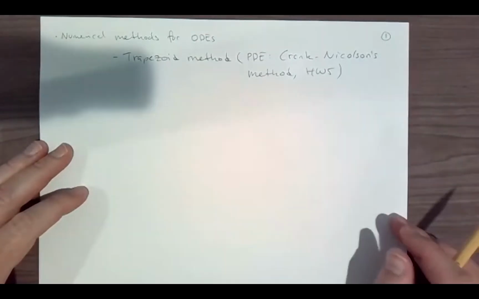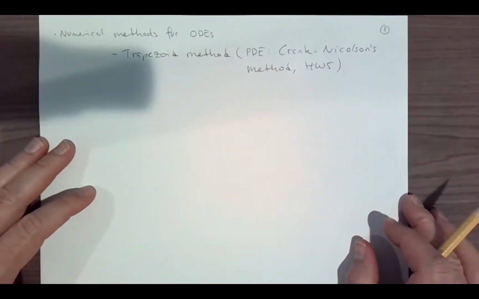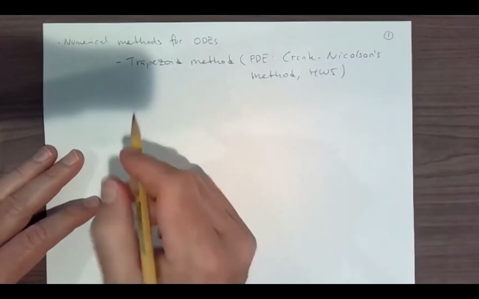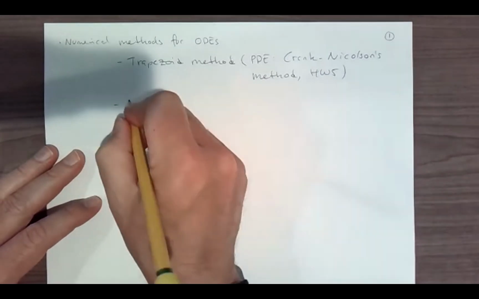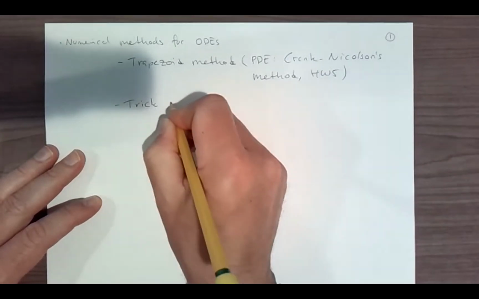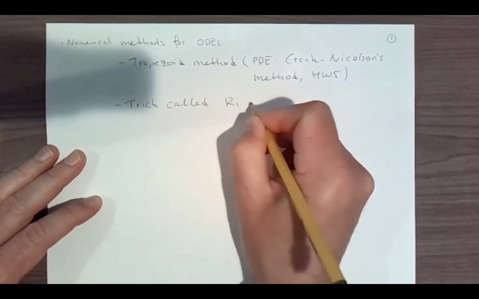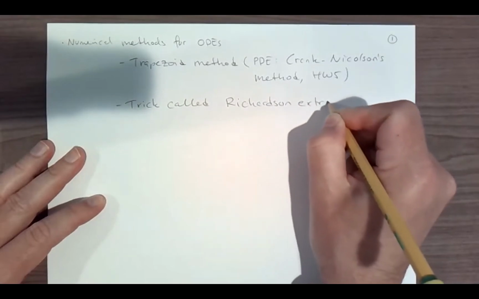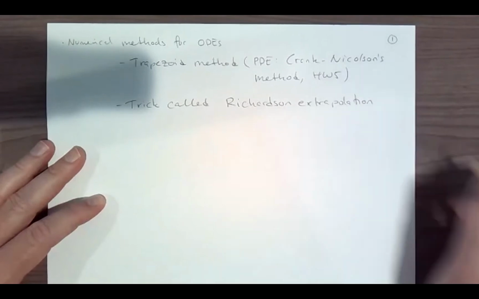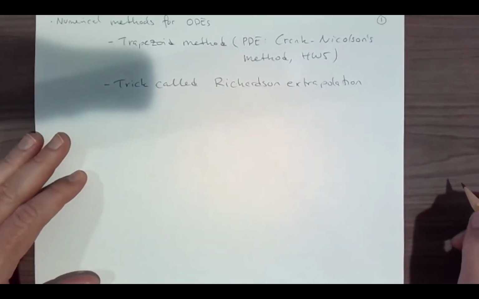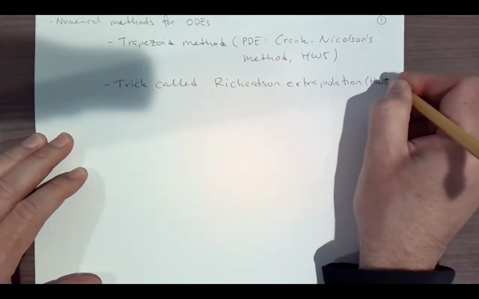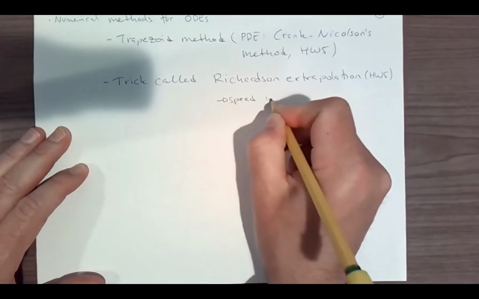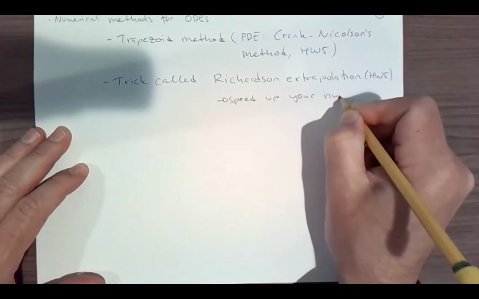So we're going to spend some time talking about this way of solving ODEs numerically. Then there's a trick called Richardson extrapolation. We're also going to need that in homework 5. This is a way to speed up your numerics.